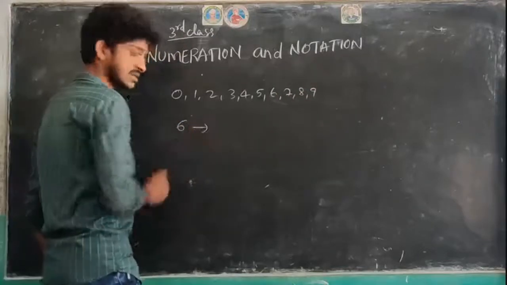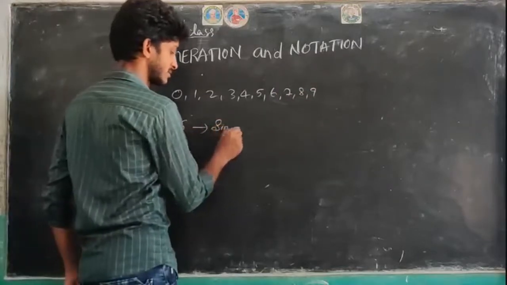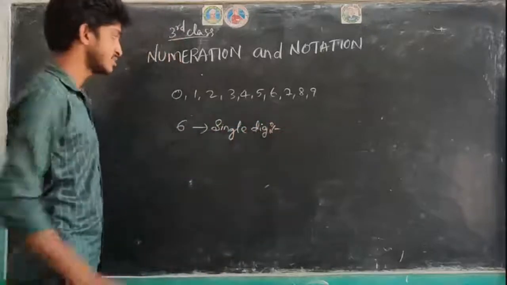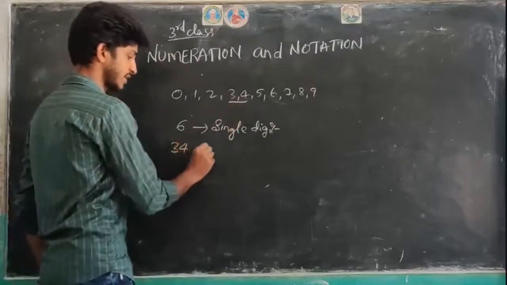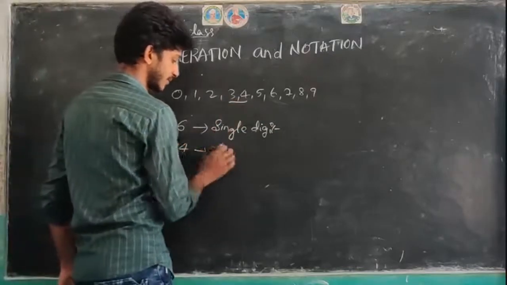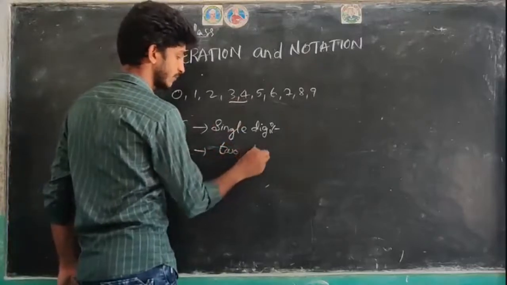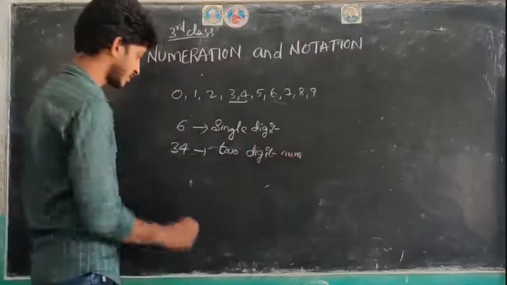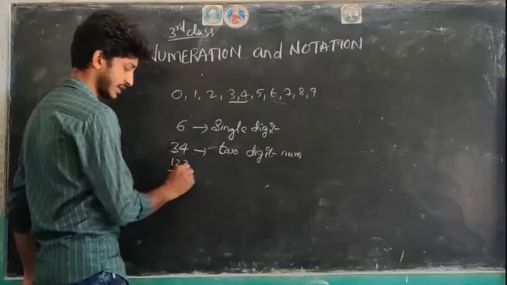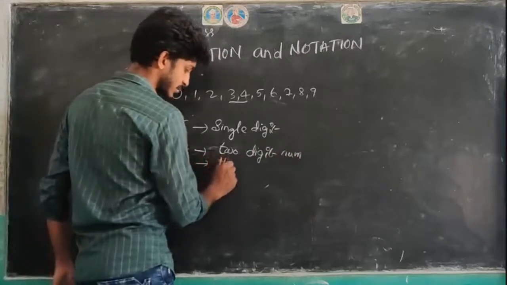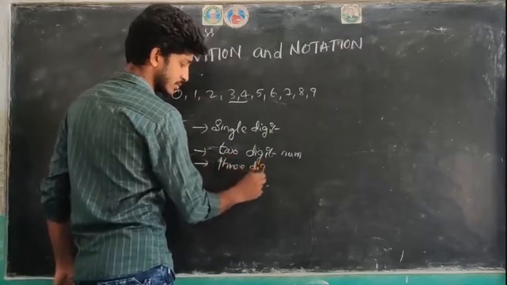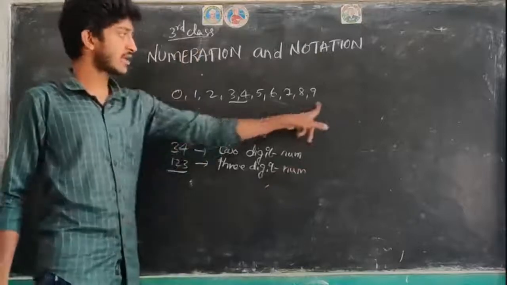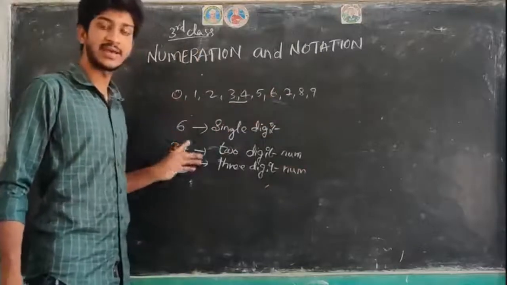6 is a single digit number. For a double digit number I am using 3 and 4. 34 is a two digit number. I am writing a 3 digit number. 123 is a 3 digit number. It simply shows these 10 digits are used to write any number.